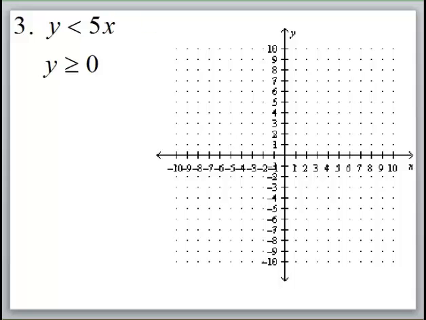Alright, so on this next problem, I've got two more linear equations. This first one has a slope of 5, and the second one has a b value of 0. So the slope is 5 over 1, my b is 0. So I'll plot 0. I'll go up 5 and over 1, up 5 and over 1, or I can go down 5 to the left 1, down 5 to the left 1. This is a dotted line, and it's less than, so I'm going to shade below.